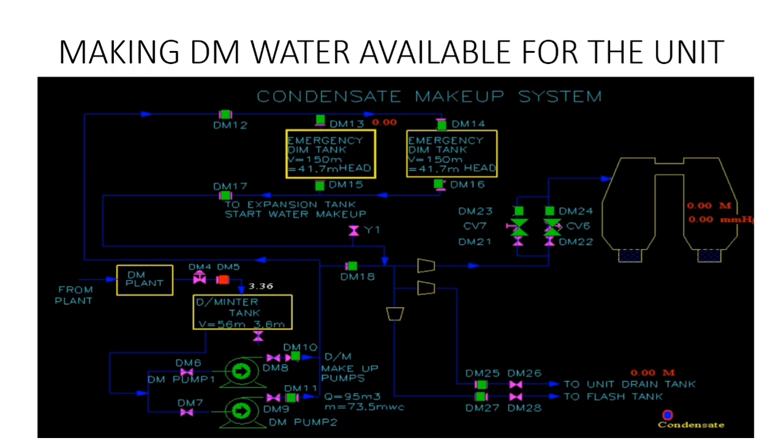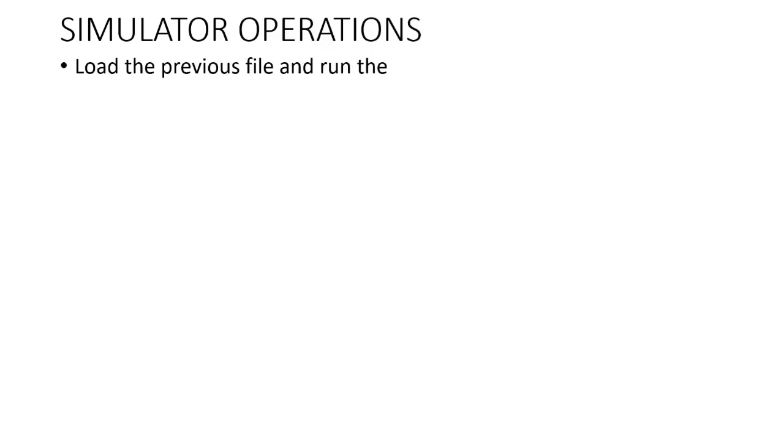There are 2 DM emergency tanks. There are inlet valves to the DM emergency tank as well as outlet valves. The outlet of the DM emergency tank then goes through the DM17 to the DM18, and goes to either UDT or it may go to the condenser.